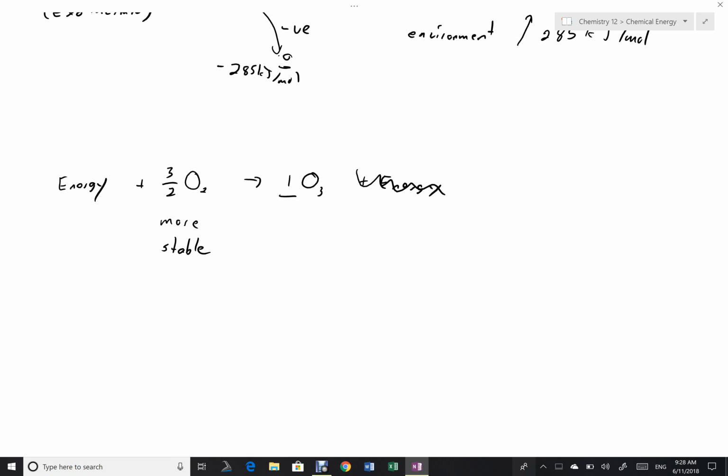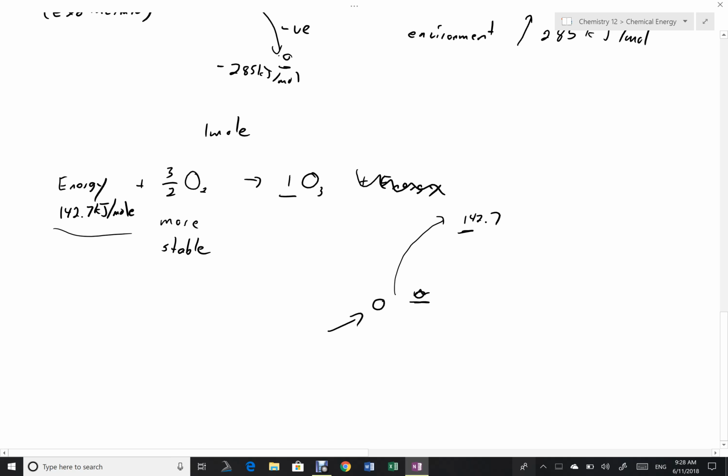Positive 142.7. So it's actually 142.7 kilojoules per mole. So that means if 1 mole of this reaction happened, it would need 142 kilojoules to be put into the reactants. So we would start from a low value and go up to a higher value, in this case 142.7. Here you'll notice, as with the last example, I've defined 0 as my naturally occurring element.